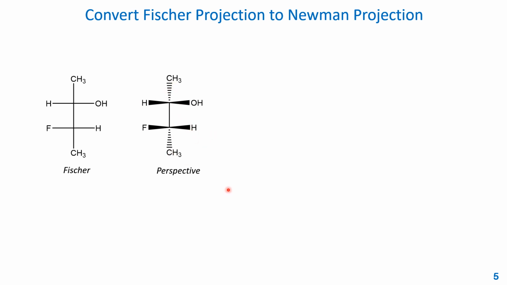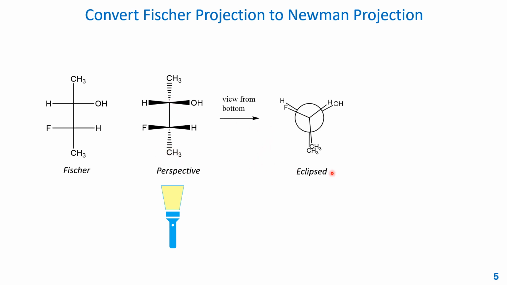Now, if you look from bottom, you will see this carbon as the front carbon, this carbon will be the carbon behind. And then this methyl group will be down, and this fluorine will be up, and hydrogen will be up. That's the three attachments on this carbon in front. And then the carbon behind is that big circle, and you will see hydrogen up, hydroxyl group up, that's this hydrogen, hydroxyl group, and the methyl down. Now, this is the Newman, but this is not a very stable Newman because the two methyl groups have too much steric hindrance here.